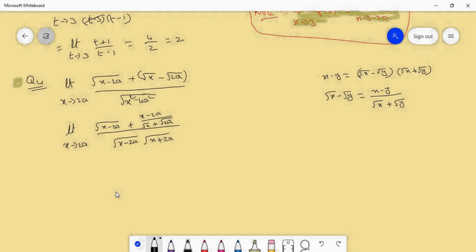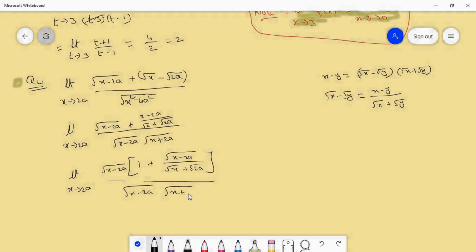Okay. Now, we take root x minus 2a common. A limit x tends to 2a, from the numerator root over x minus 2a taken outside, remaining 1 plus root over x minus 2a by root x plus root 2a, whole divided by root x minus 2a into root x plus root 2a. Both are cancelled. Now in the place of x apply 2a, then it is 0. The numerator is only 1 we have, 1 plus 0. In the denominator 2a plus 2a, 4a it is. That is equal to 1 by 4a.